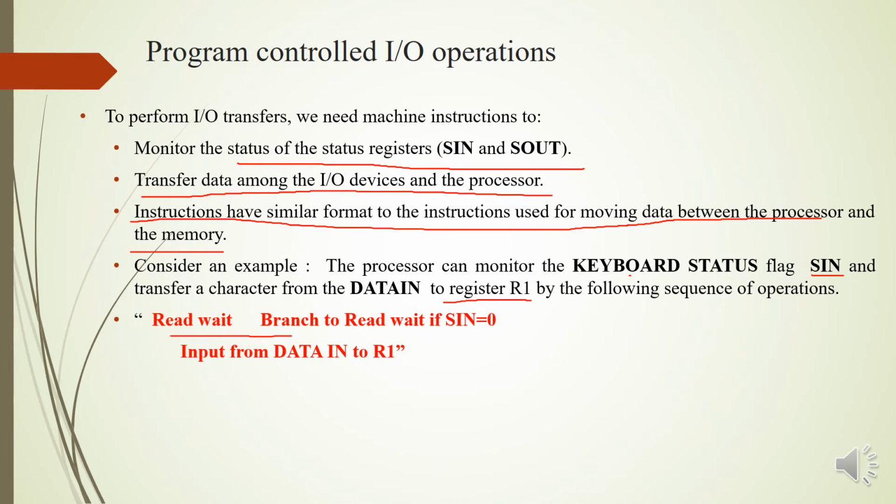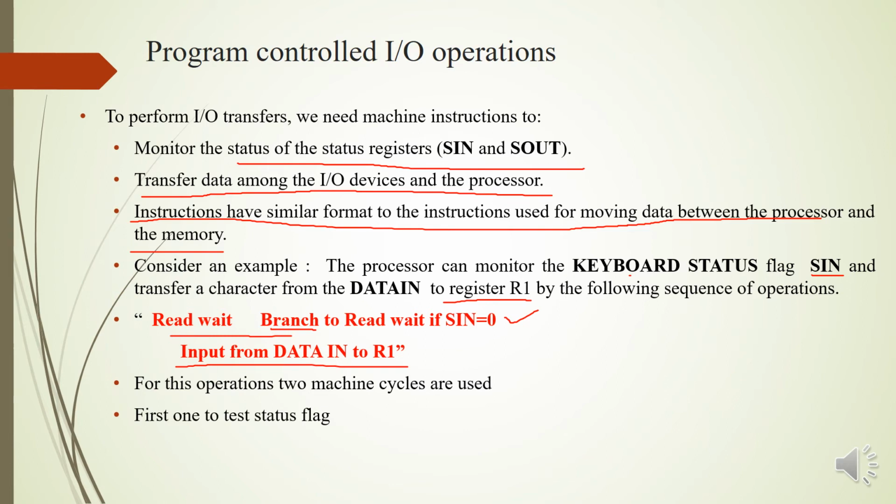Now, once SIN becomes 1, indicating a valid input from the keyboard, the processor comes out of this branch instruction and executes the data transfer from the data in register to R1, indicating valid data by SIN equal to 1. For this operation, 2 machine cycles are used. First one to test the status flag, second one to perform the branch operation.